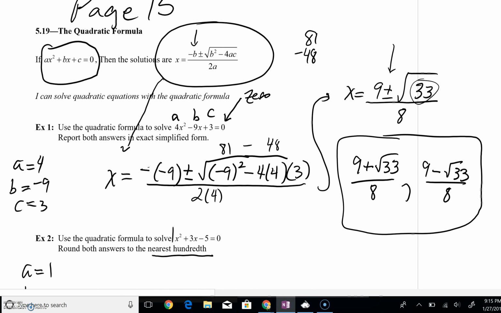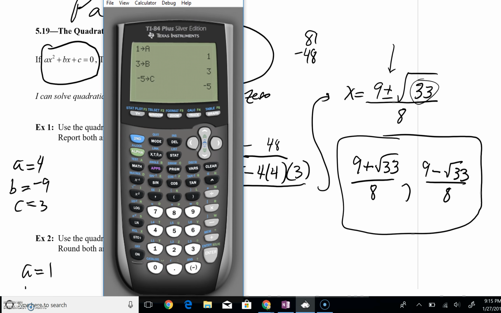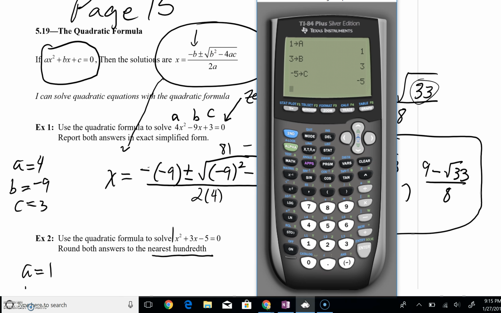So I want to make the calculator display the quadratic formula. I've got that side by side. So I'm going to go alpha y equals, make a fraction show up. I'm going to say opposite of alpha b. I can't do a plus or minus, I'll just do a plus.